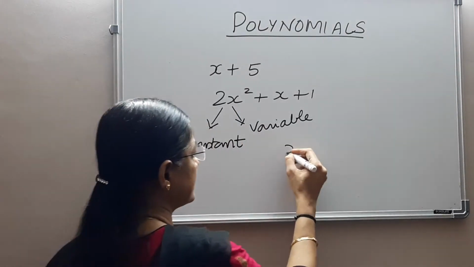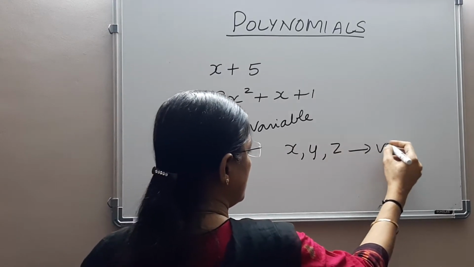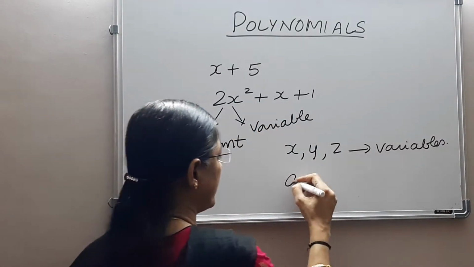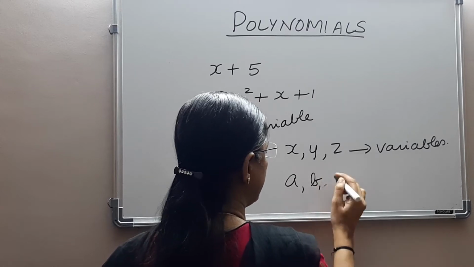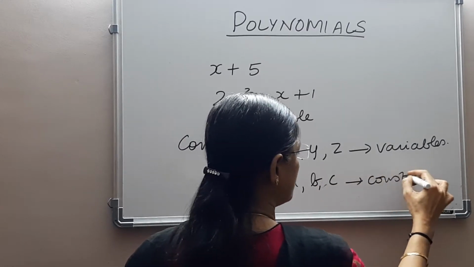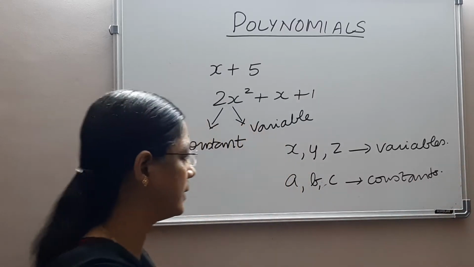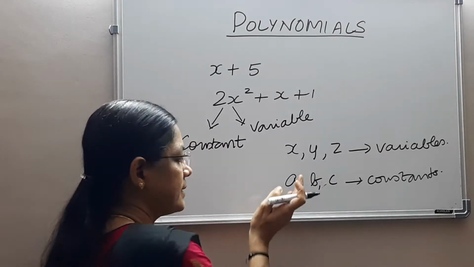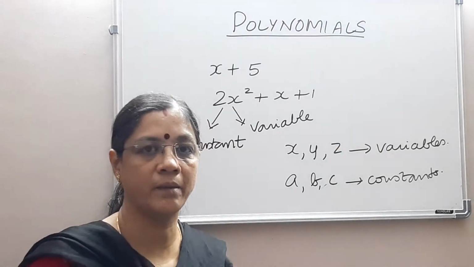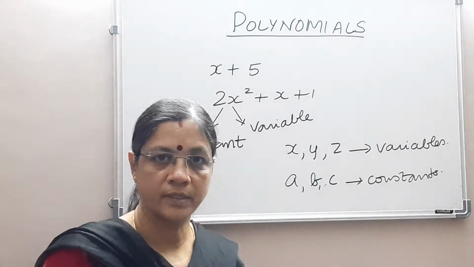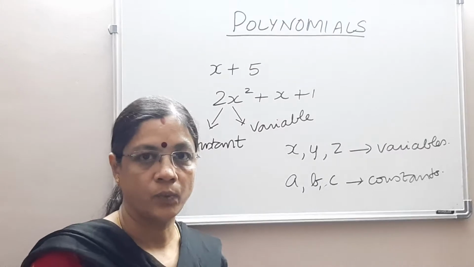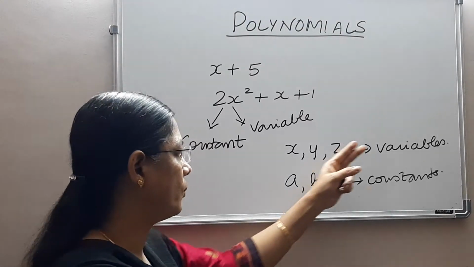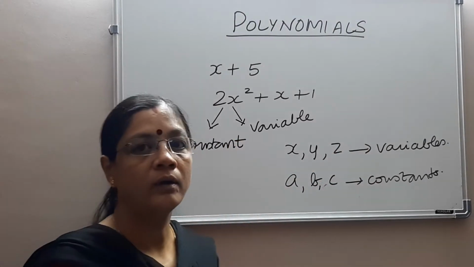So there are some literals like x, y, z. We use them as variables in algebra. And there are certain literals like a, b, c, etc., and they are used for constants in general terms. That doesn't mean this a, b, c can take any number of values. If a certain value is assigned to a, b, c, it remains the same throughout. So these represent constants and these represent variables. Variables are those whose values change, and we can assign as many values as we can. So these are called variables and the numbers are called constants.